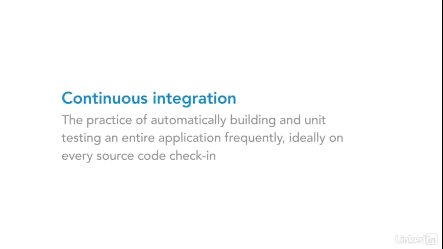You may have heard the terms continuous integration, delivery, and deployment thrown around already. So first, let's talk about exactly what each term means. Yeah, let's start with continuous integration. It's the practice of automatically building and unit testing an entire application frequently, ideally on every source code check-in, dozens of times a day if necessary.